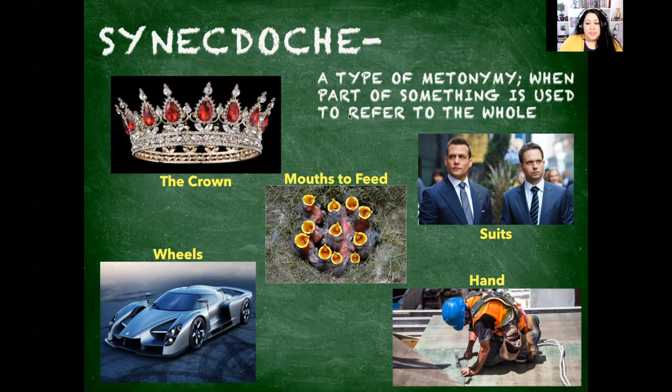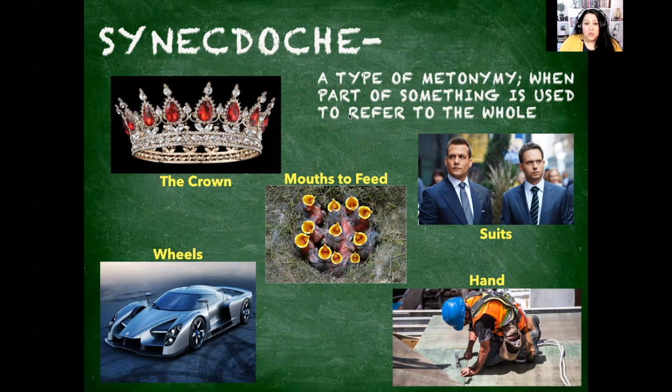For example, if I say the crown is coming to visit, you know that I'm not talking about a piece of head jewelry. Okay. I'm talking about the queen. Okay. The queen is coming to visit. But if I call her the crown, I'm using synecdoche because obviously she is more than just a crown, but the crown is what we used to refer to her as a whole.